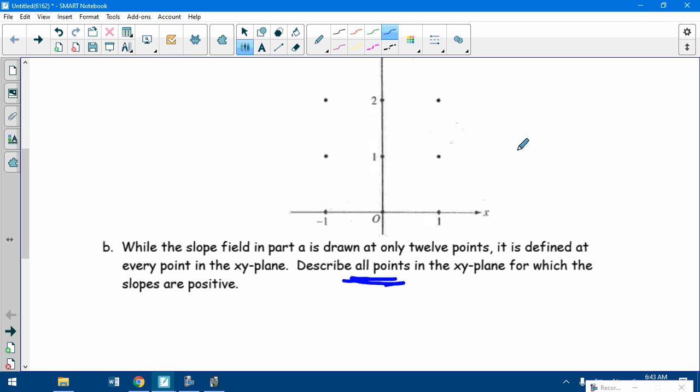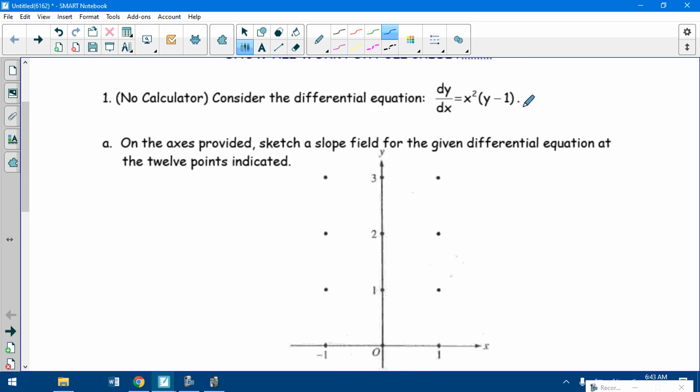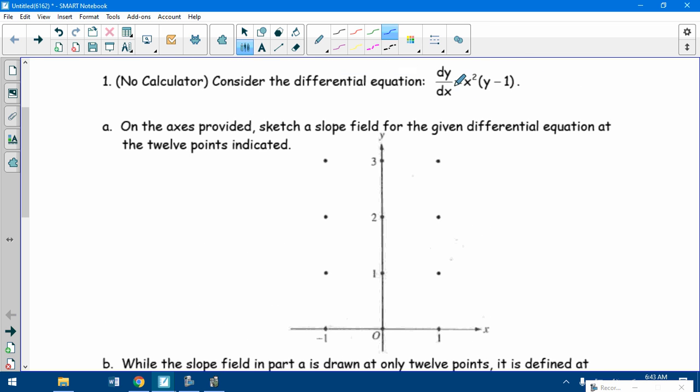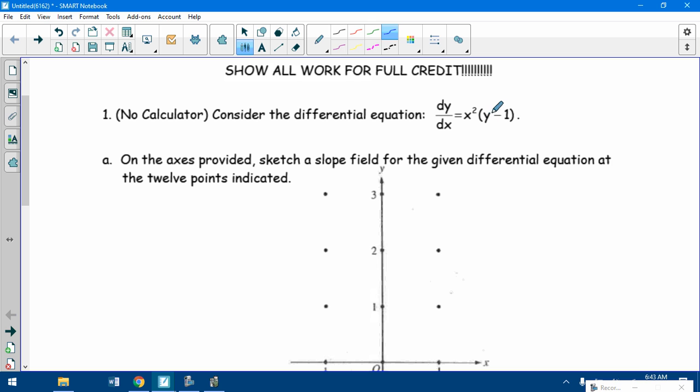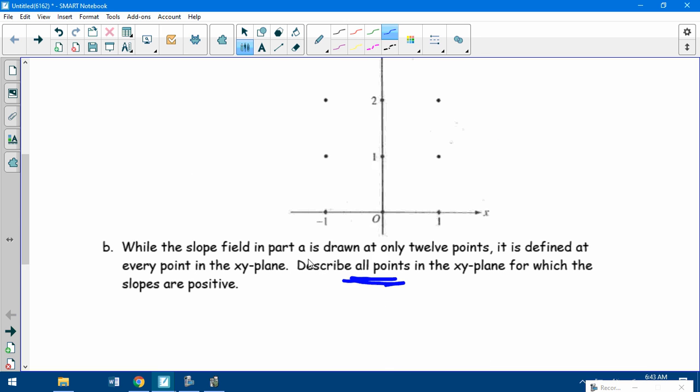So what I mean by part B is when you look at your differential equation, I want to know when is dy/dx, the slope, going to be positive? So in part B, you need to tell me, in general, what has to be true about x, what has to be true about y for this whole expression to become positive. That's what I'm looking for in B.